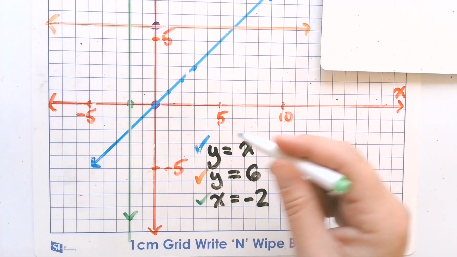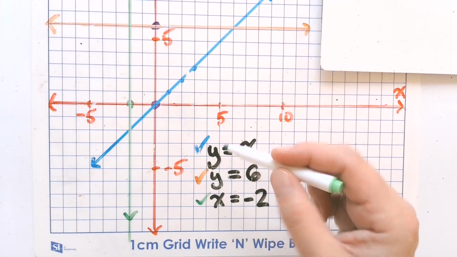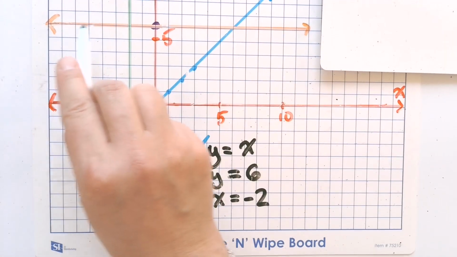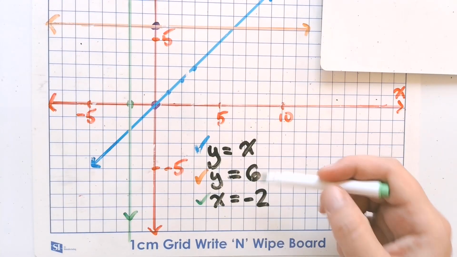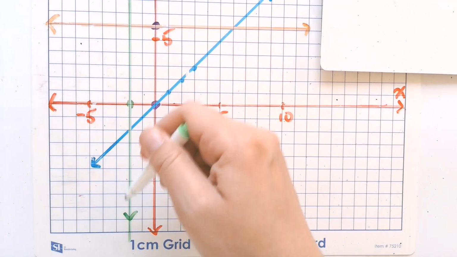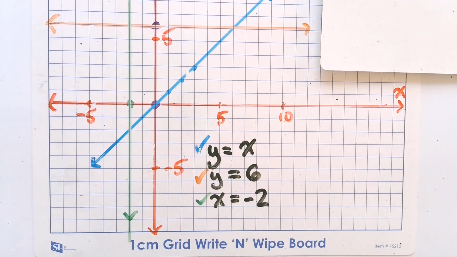Whenever I have y equals x, I just have a line going through the origin. If I have y equals 6, I have a horizontal line. And if I have x equals a number, I have to have a vertical line going straight up and down, going through this value on the x-axis. And that's it. That's how you graph these 3 lines. It's very quick and easy.